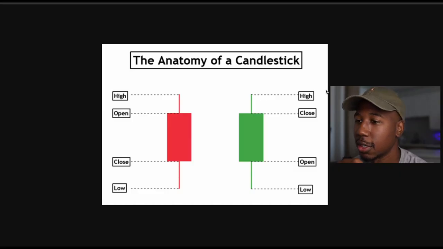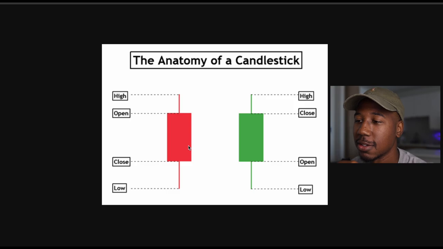All right, so right here, we're looking at the anatomy of a candlestick and what you need to understand about a candlestick. Just like anything else, red is bad, green is good. So red is going to be the candlesticks that are going down. Green is going to be the candlesticks that are going up.